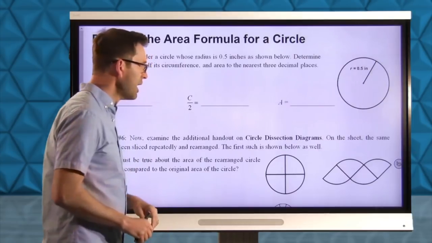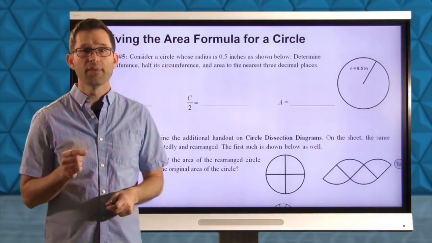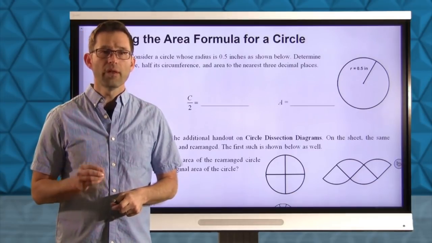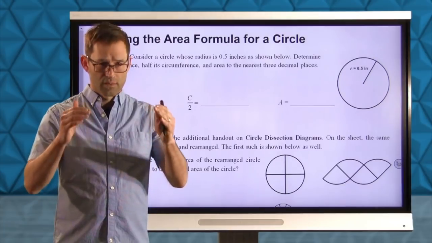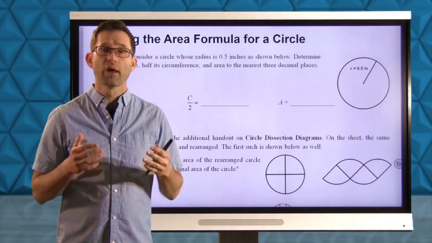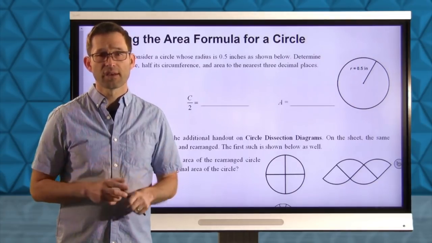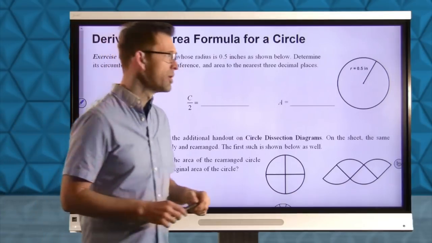All right. Now again, the area formula for a circle, like many of the formulas that we look at in this unit, can only be fully derived and appreciated through the use of calculus, which is a few courses away from now. But what we're going to try to do is give you a sense for it in this exercise and where it comes from. So let's take a look at what we're going to be doing.